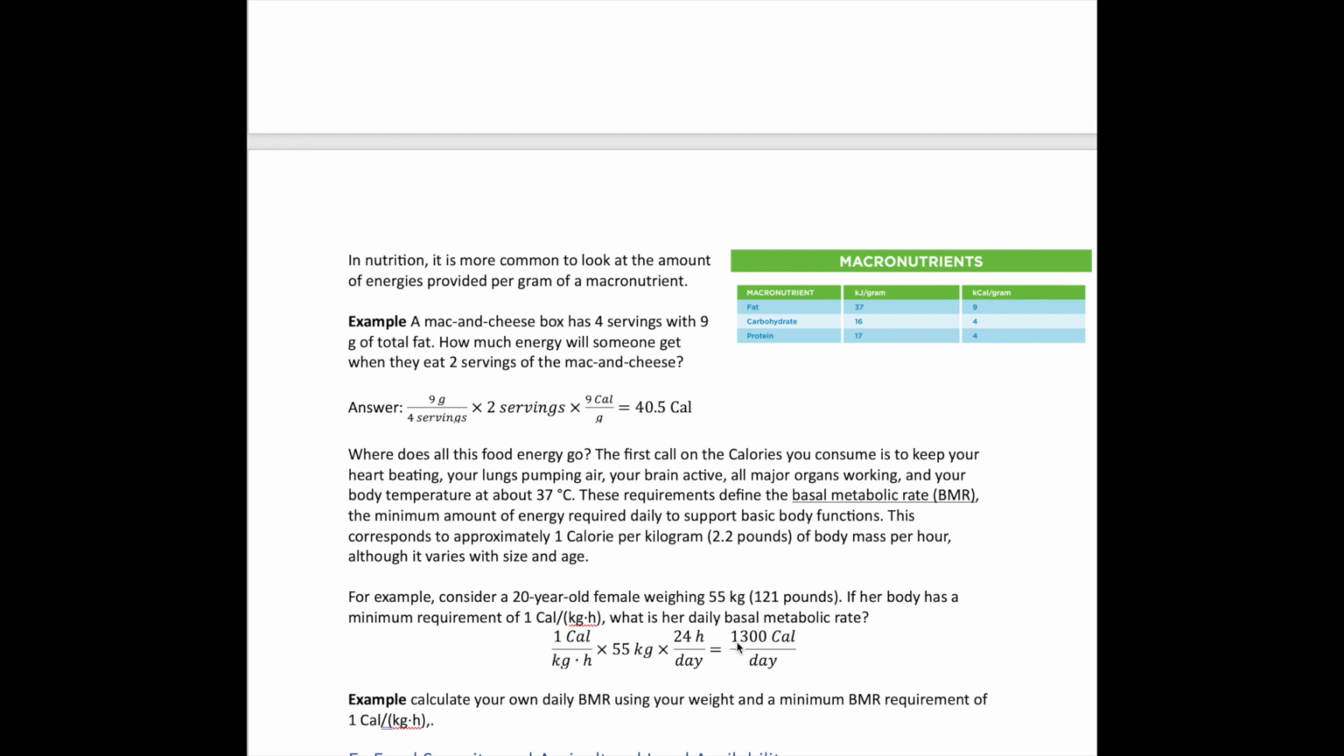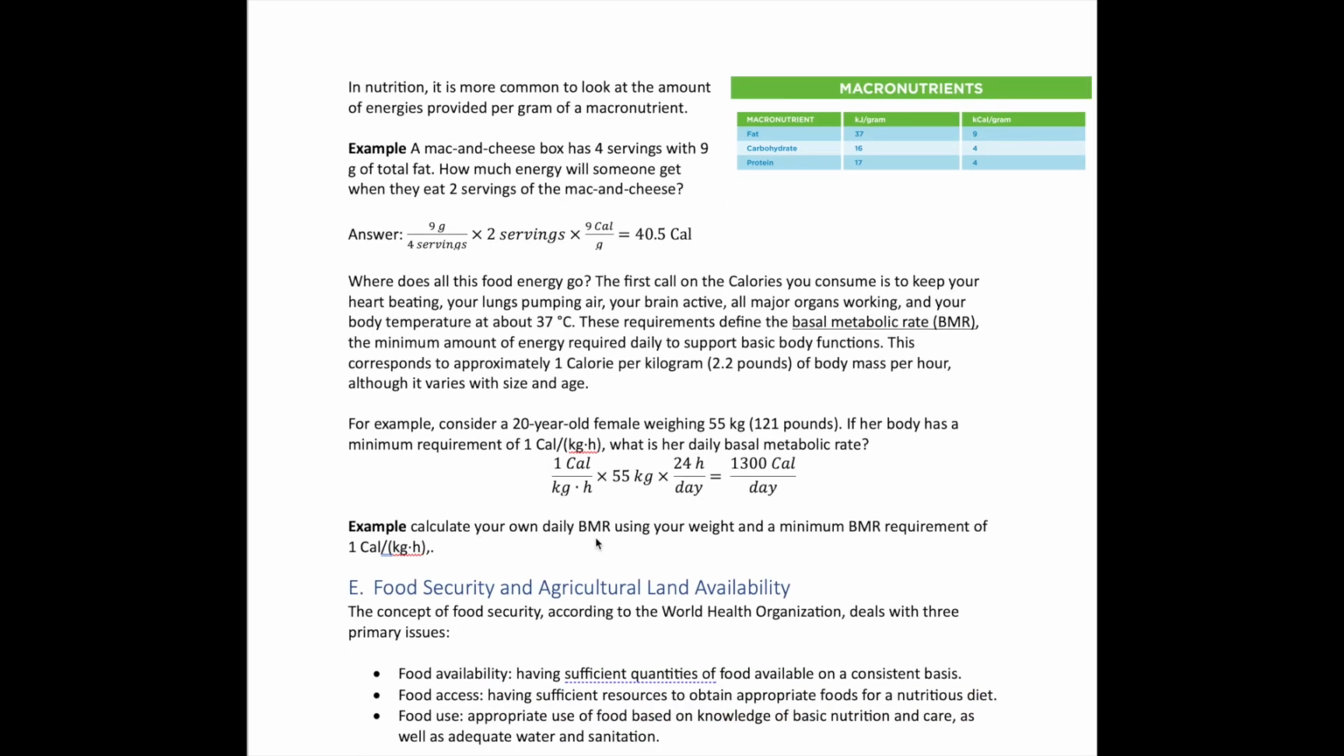Now, you might have heard the number 2,000 calories per day. That includes keeping up the BMR plus some other activities that you do. So if you walk, run, do other activities, they all generate more energy than just the BMR. The BMR is if you're doing absolutely nothing. So what I want you to do is go back and look at your own weight in kilograms, do that conversion, and figure out what your BMR requirement is for yourself.